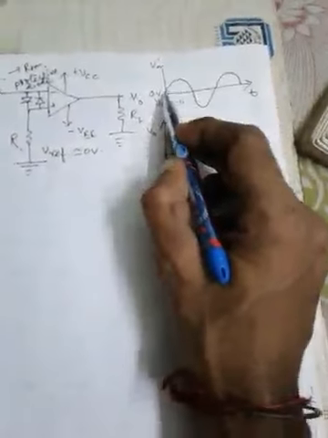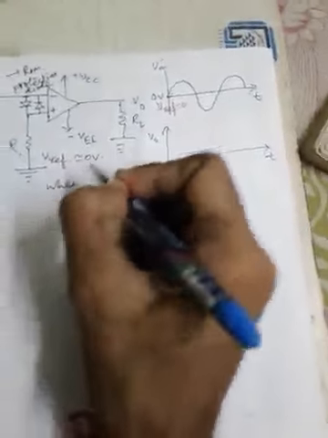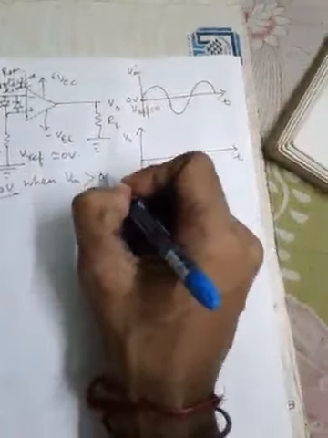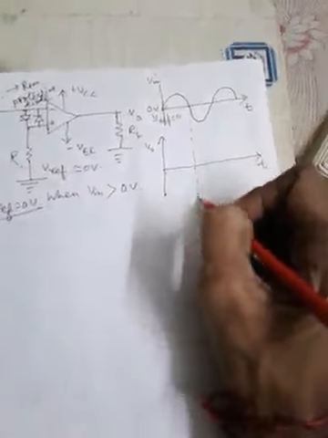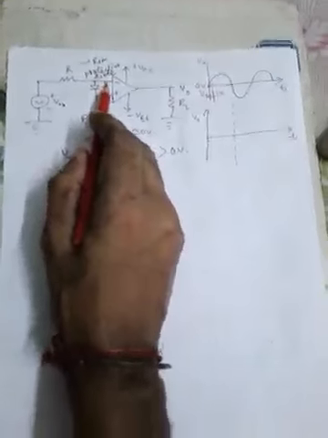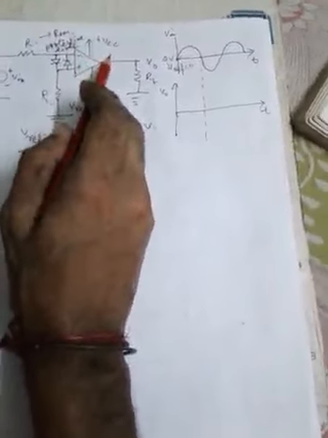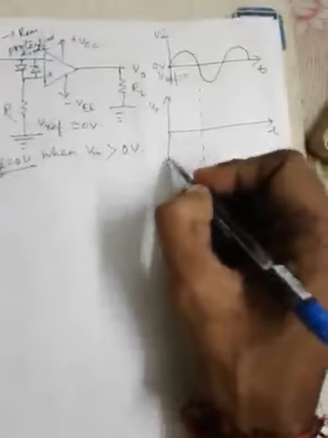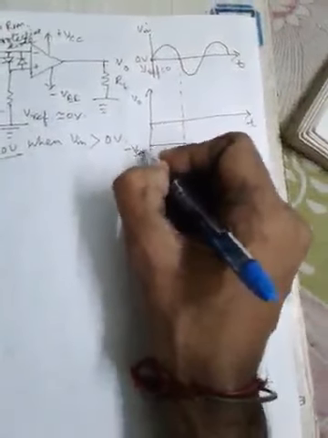This is T. Now you can see from here, when this V in is in the positive half cycle, greater than 0 volt, for V ref equal to 0 volt, when V in is greater than 0 volt, that is the reference voltage. What we can see from 0 up to this point, the voltage input is more positive than 0. So the output should be at negative saturation. So from this point to this point, it will remain at negative saturation. This is minus V sat.